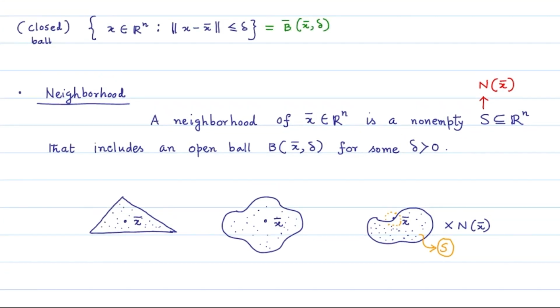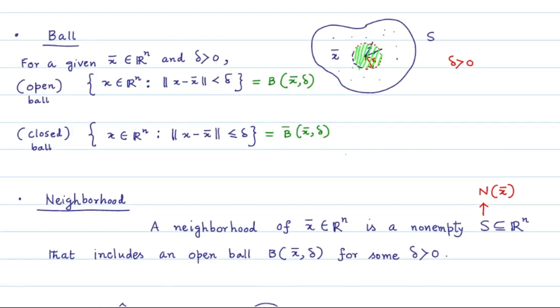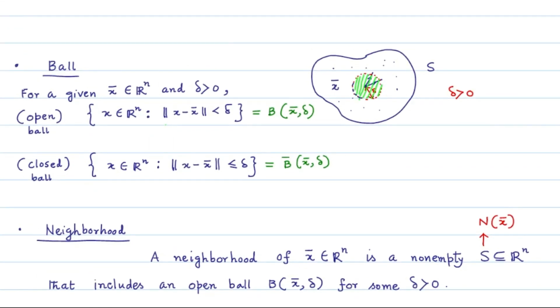Here, in defining the neighborhood of a point, we have used the notion of a ball, and a ball is defined with the help of the notion of a distance, which is given by a norm. We know that in Rn space there are a variety of norms. We can use any norm over here to define a ball, and with respect to at least one particular norm, the corresponding ball of delta radius must be inside the set capital S. Then only we call capital S a neighborhood of the point x bar.